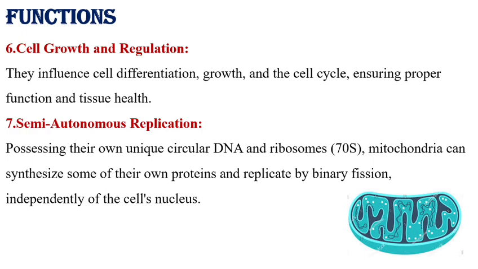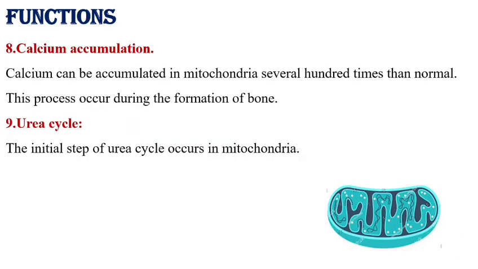Seventh one, semi-autonomous replication. Possessing their own unique circular DNA and ribosomes, mitochondria can synthesize some of their own proteins and replicate by binary fission, independently of the cell's nucleus. Eighth one is calcium accumulation. Calcium can be accumulated in mitochondria several hundred times more than normal. This process occurs during the formation of bones. Urea cycle. The initial step of the urea cycle occurs in mitochondria.